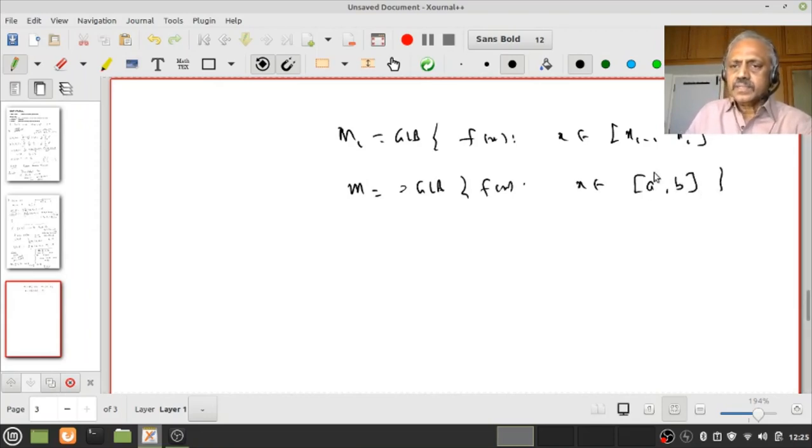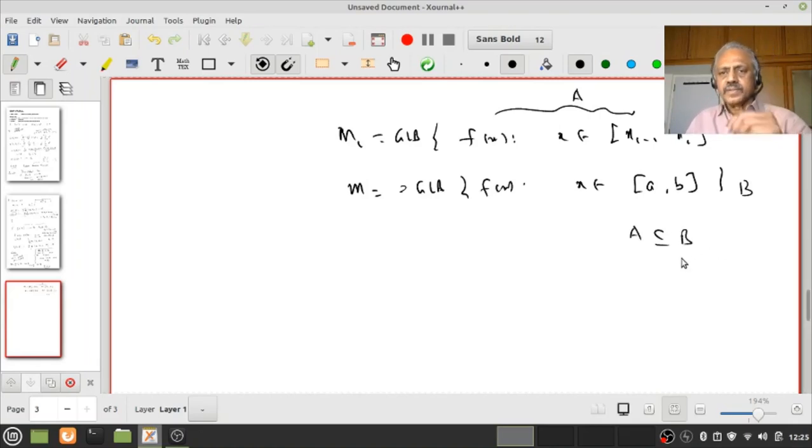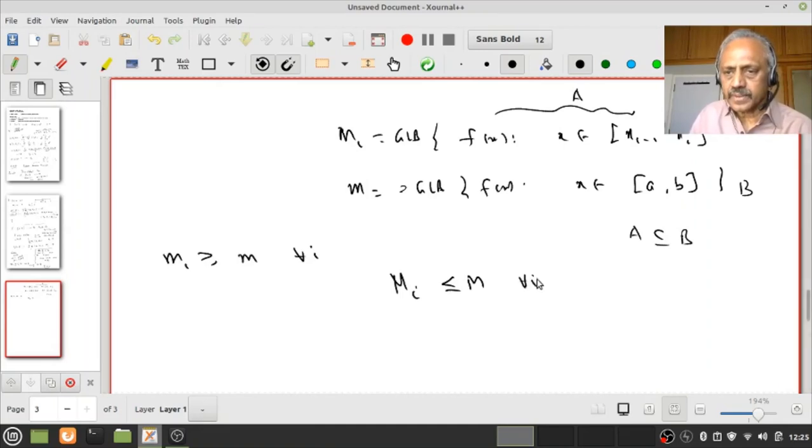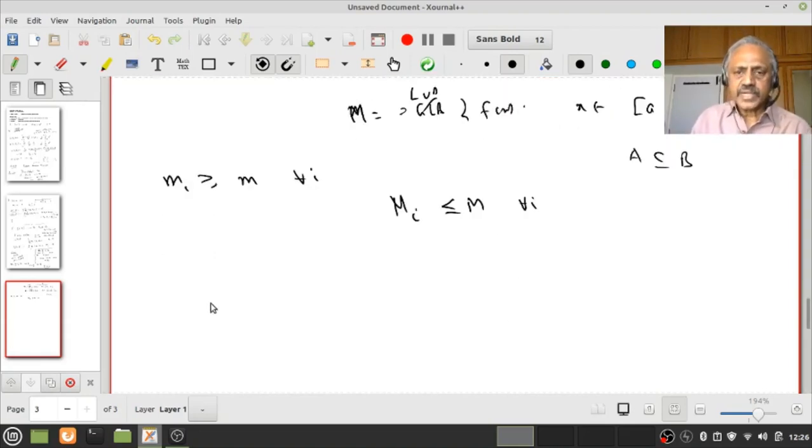You understand that? Therefore, if you call this set A and this set B, you can see that A is a subset of B. Therefore, what is the relation? m_i is greater than or equal to m for all i. Similarly, M_i is less than or equal to M for all i. Because here I take LUB and for capital M, LUB, then A is a subset of B, therefore capital M_i will be less than or equal to capital M. Yes? Therefore, what is the relation we have?